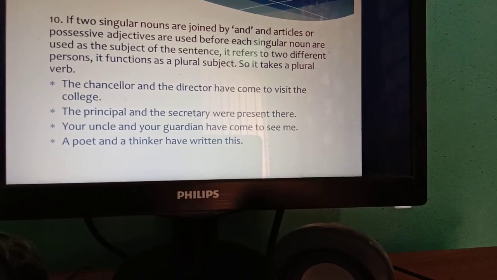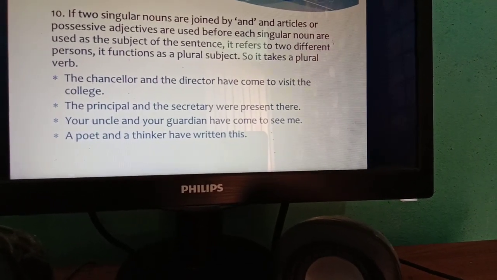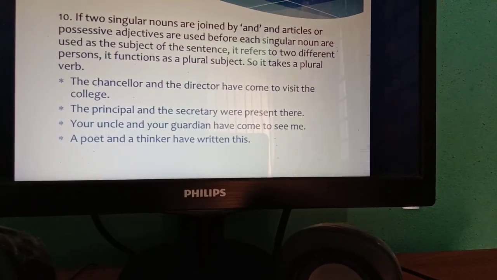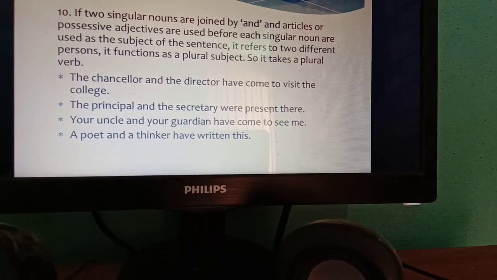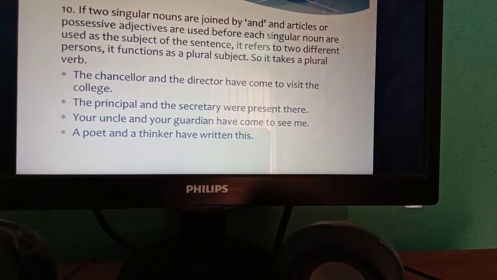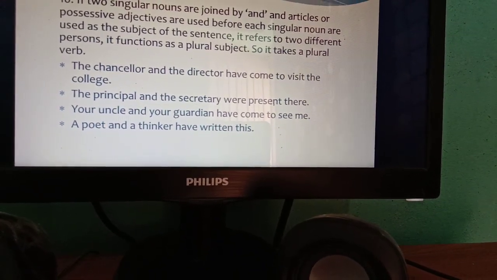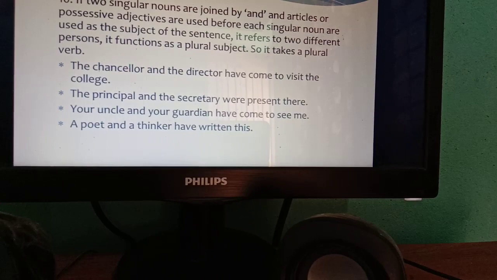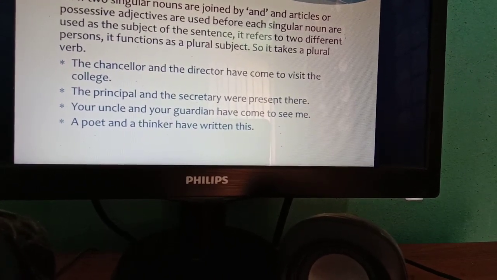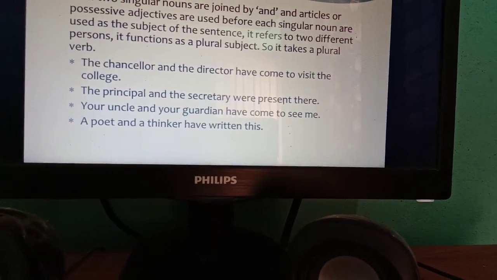For example, the chancellor and the director have come to visit the college. So here the chancellor and the director are different persons, therefore the subject has become plural, and the verb used here is plural, have. The principal and the secretary were present here. So here the principal and the secretary are different persons, and therefore the subject is plural, and the verb were is used as plural.